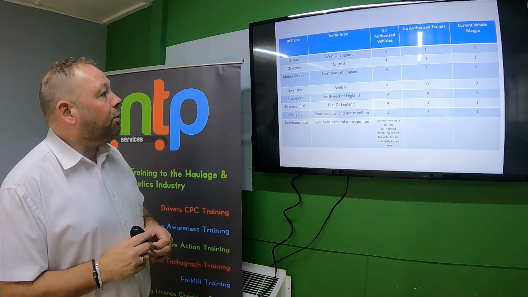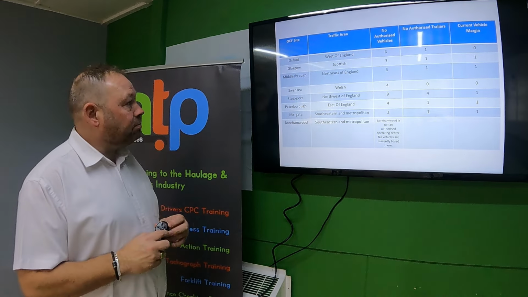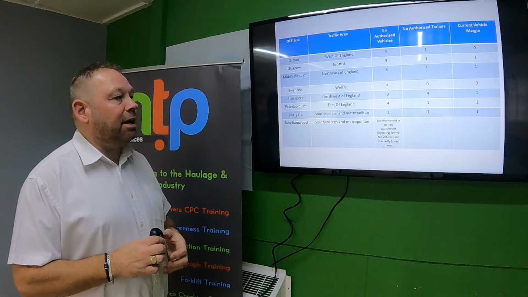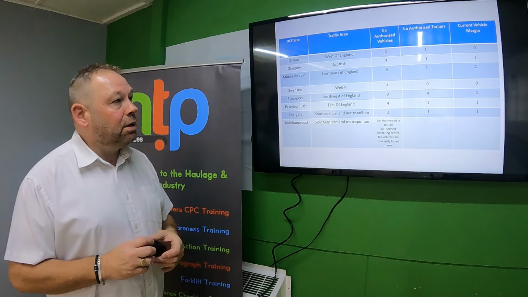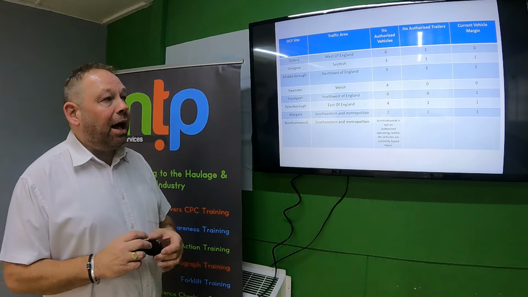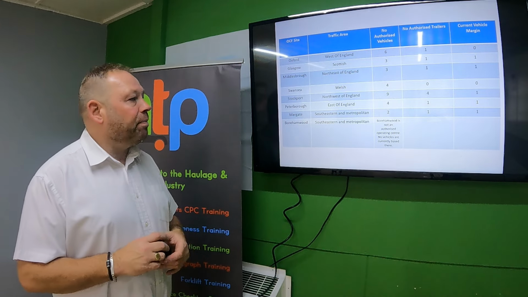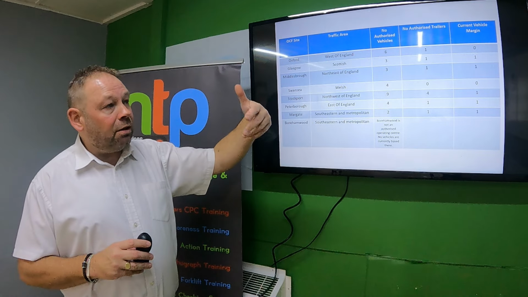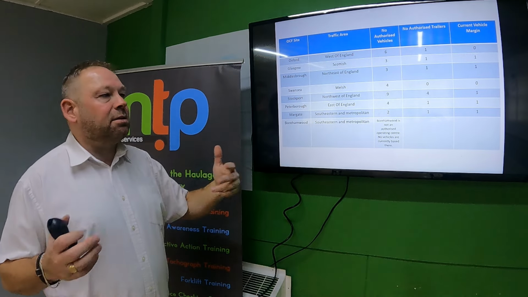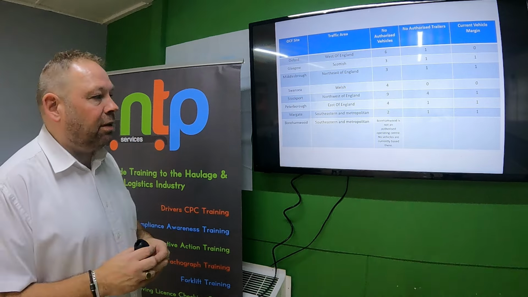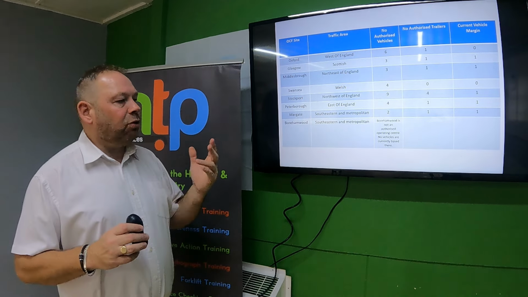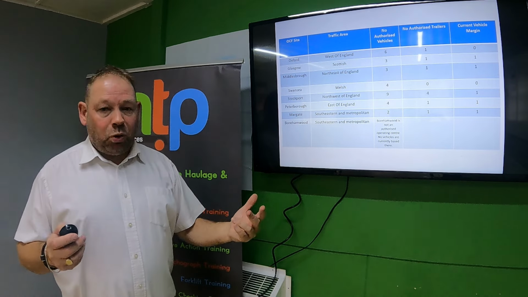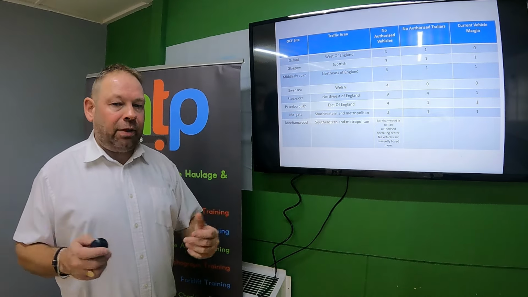So this table tells us the operating centres, OCF sites, the traffic area that they are registered in, the number of authorised vehicles and the number of authorised trailers, and the current vehicle margin. So for example, Glasgow, 3 vehicles, and current vehicle margin means that they're only running 2, so they've still got 1 left. Again, have a look at that. Is any of that going to reflect on our costings? Pause, highlight, and then come back.